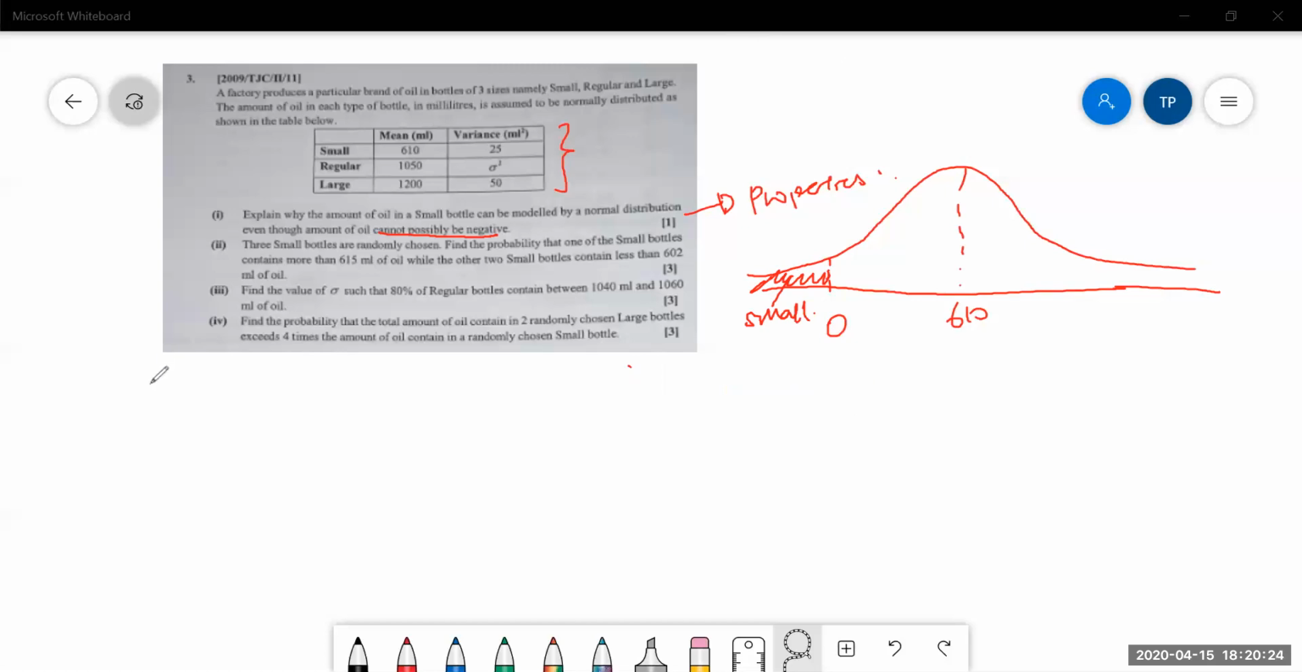Let's move on to part 2. 3 small bottles are chosen randomly. Find the probability that one of the small bottles contains more than this and 2 other small bottles contain less than that. Okay, so we want to find the probability of S less than 602. Can you find that for me?